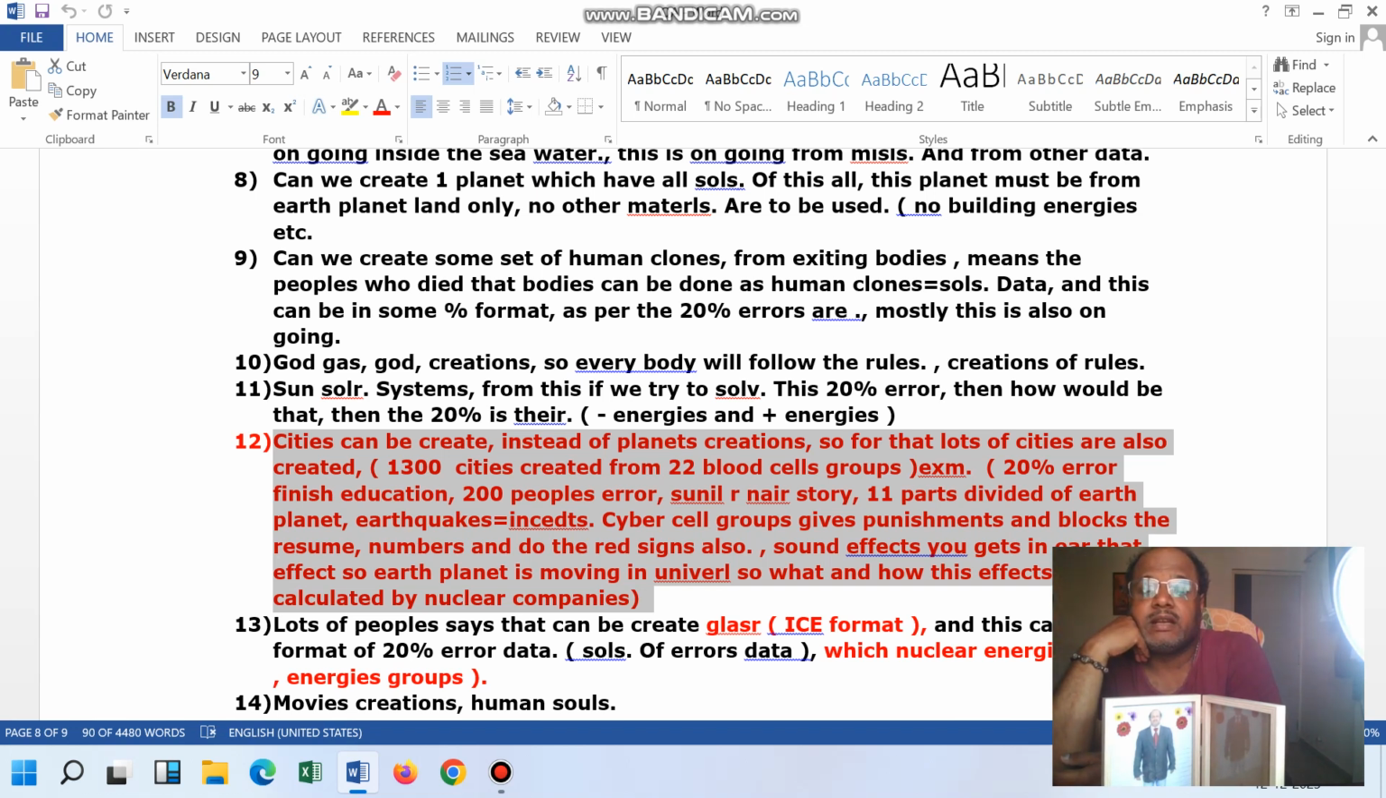That basically nobody can, and assume that from these 200 people, the story which we have taken, in these 200 people assume that some person is connected with the cyber cell punishment, then this cyber cell group will be responsible for this 50 crore. So that we have already taken. So sound effects are there.